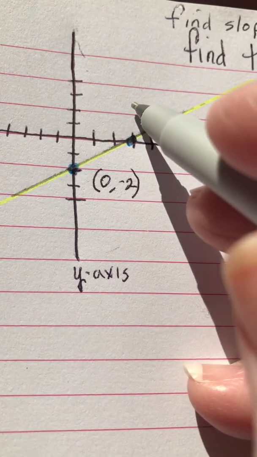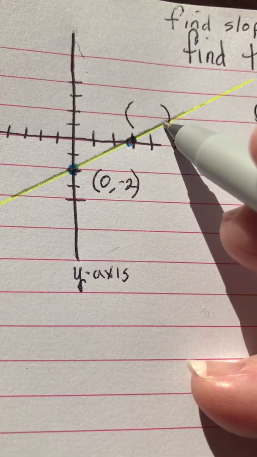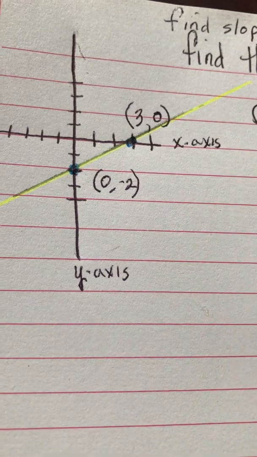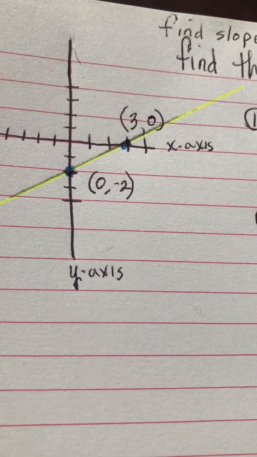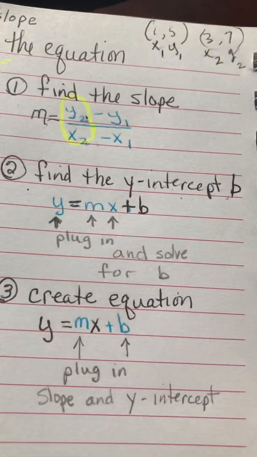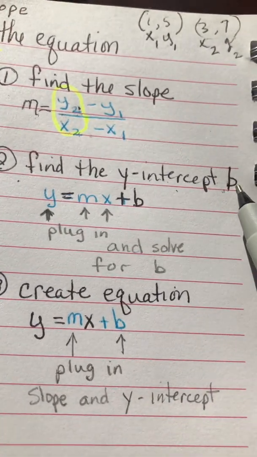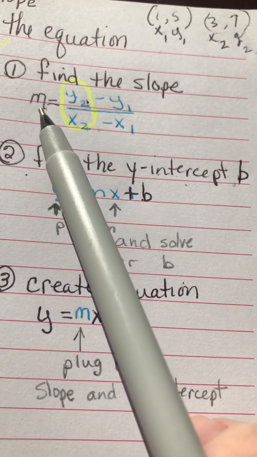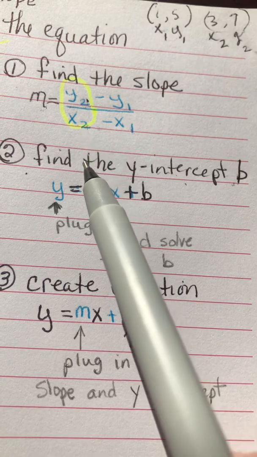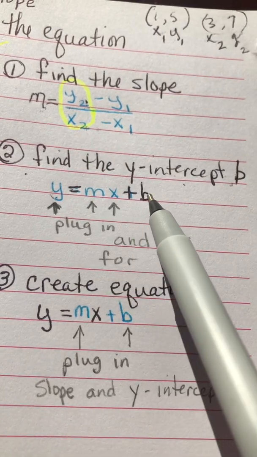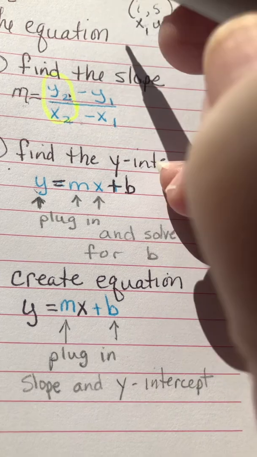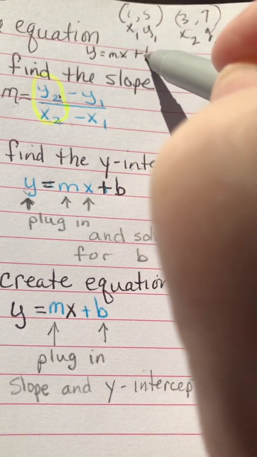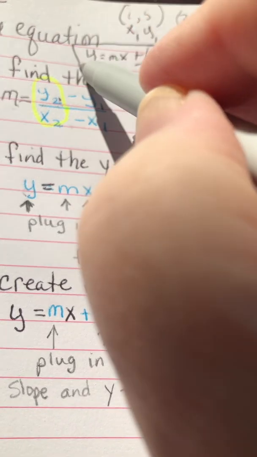Notice this x-intercept is at 3 on the x and 0 on the y. Intercepts always involve the opposite letter being 0, by the way. So we want to find the y-intercept, which is known as b. And how we do that is we take the slope that we found in step 1 and we plug that into this template. y equals mx plus b is the equation you're looking for. It's the template. y equals mx plus b is the type of equation that we are looking to create.